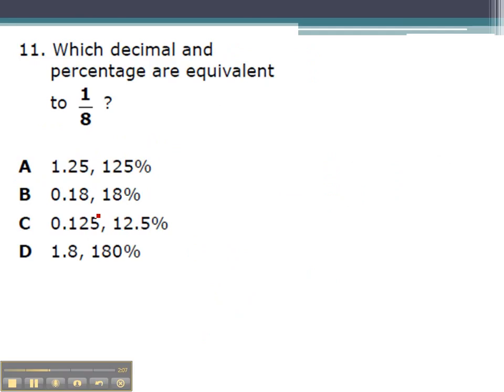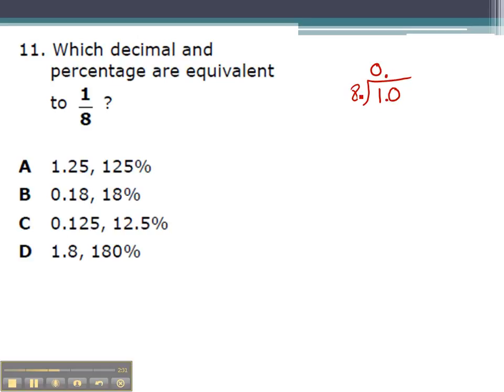Number 11, which decimal and percent are equivalent to 1/8? Well, if we want to represent 1/8 as a decimal, we have to divide. So 1 divided by 8. How many 8s are in 1? 0. If we want to keep dividing, we can add a 0. I can do that as long as I add a decimal. If I don't add a decimal, I just change my 1 to a 10. That's not allowed. We have to add a decimal so that it's still 1. 1.0 is the same as 1.